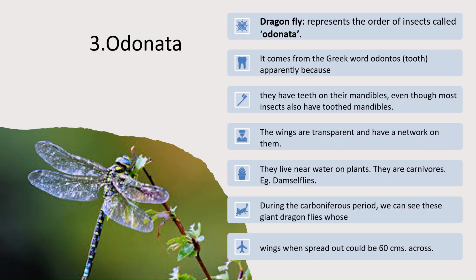Next one is Odonata, and dragonfly represents the order of insects called Odonata. It comes from the Greek word odontos, meaning tooth, apparently because they have teeth on their mandibles, even though most insects also have toothed mandibles. The wings are transparent and have a network on them. They live near water on plants. They are carnivores. Examples are damselflies. During the Carboniferous period, we can see these giant dragonflies whose wings, when spread out, could be 60 centimeters across.